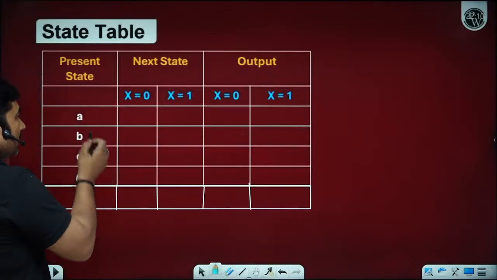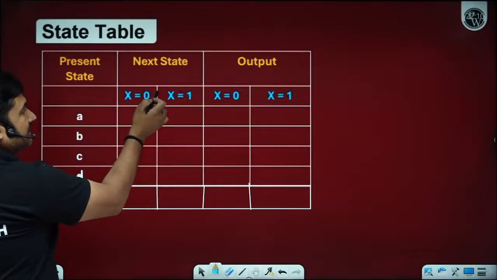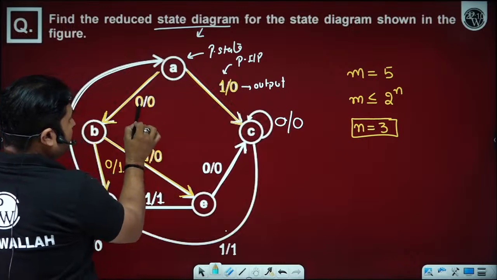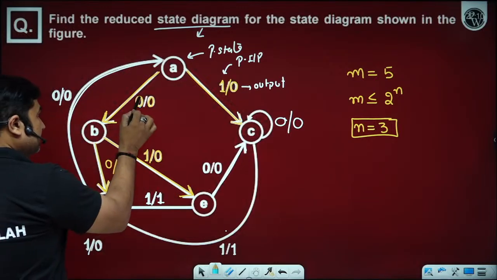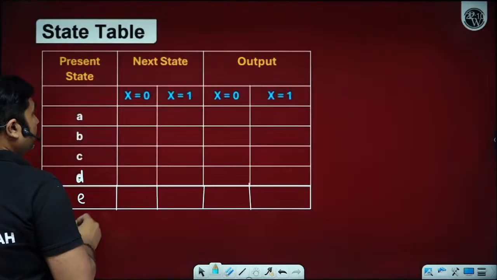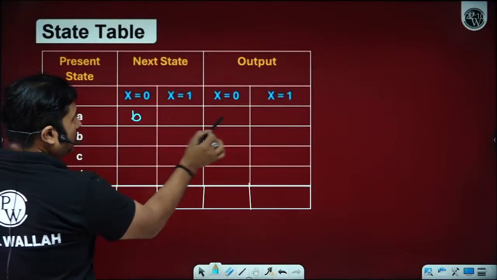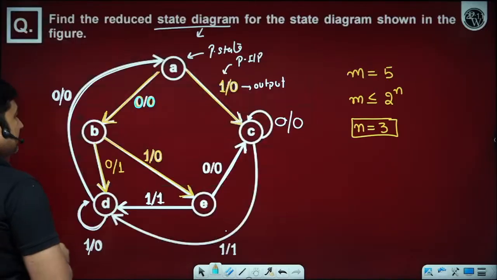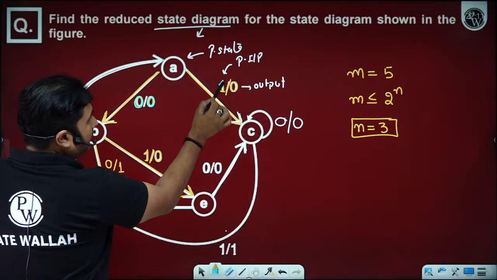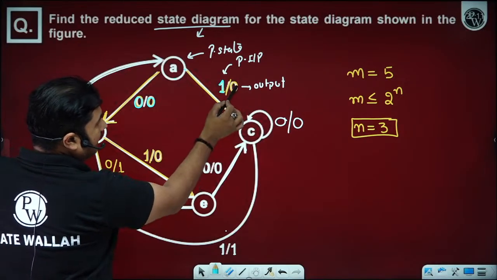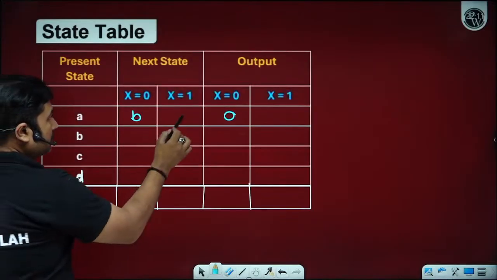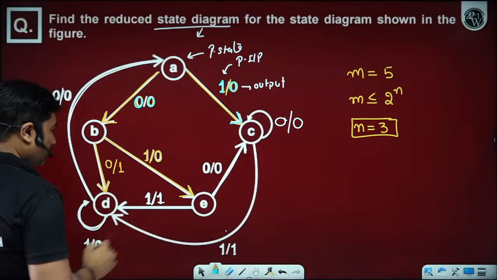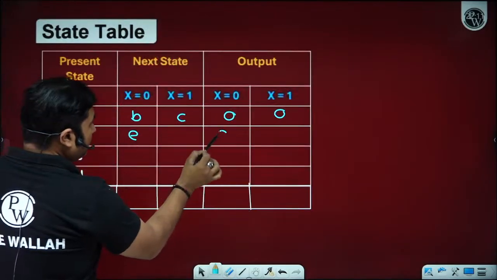Great. If the present state is A, with x is equal to 0, next state is B, output 0. With the present state A, input x is equal to 1, next state C, output 0. Present state B, x is equal to 1, next state E, output 0.